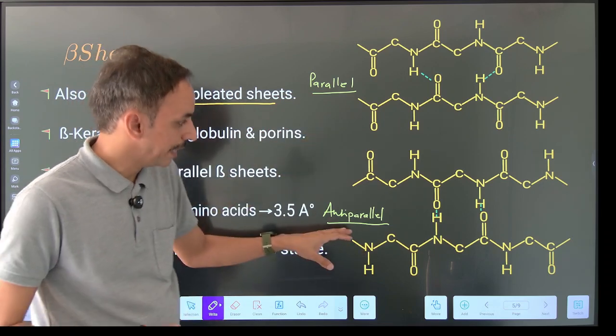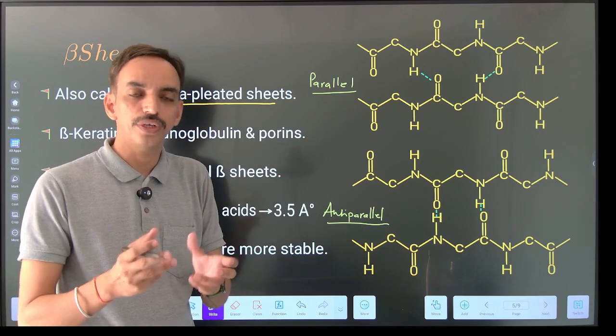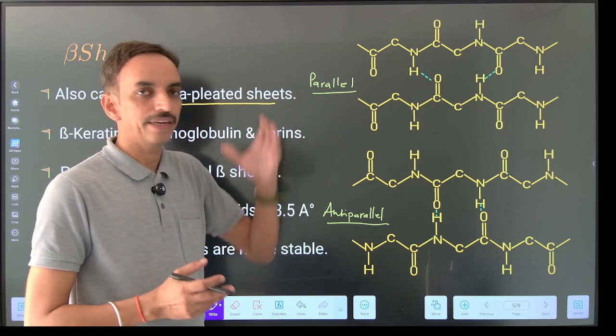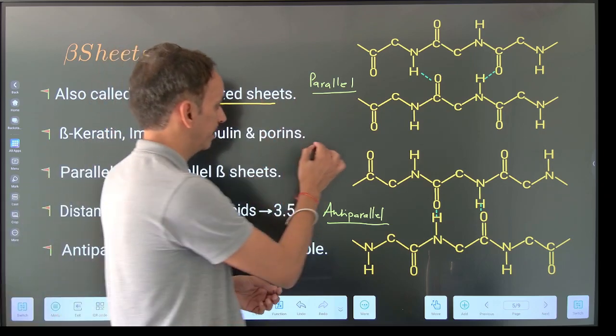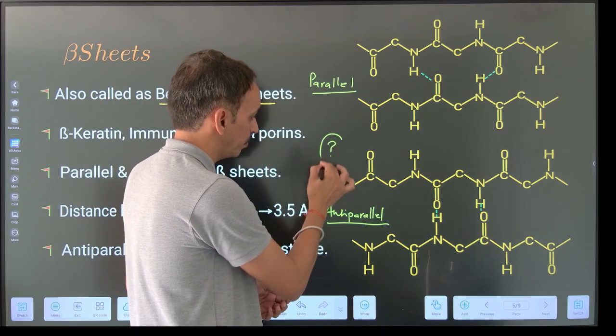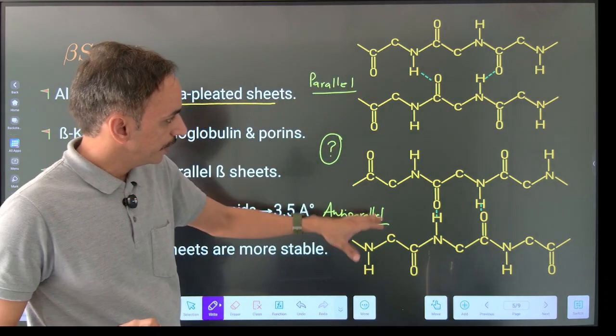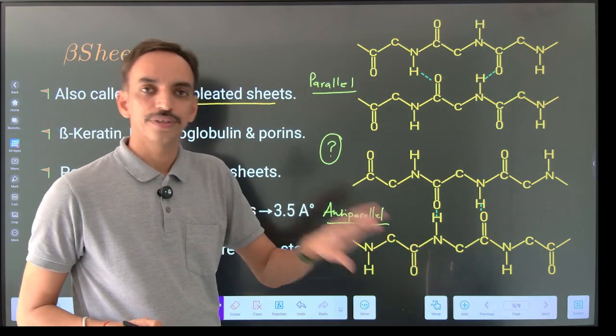Now the anti-parallel beta sheets are more stable as compared to the parallel beta sheets. Why are the anti-parallel beta sheets more stable? By looking into the structure, we can easily find out.